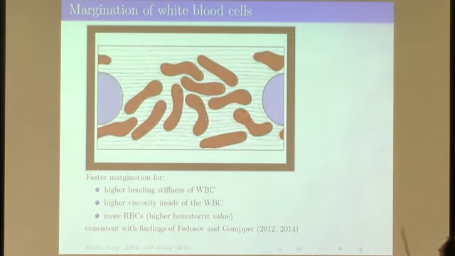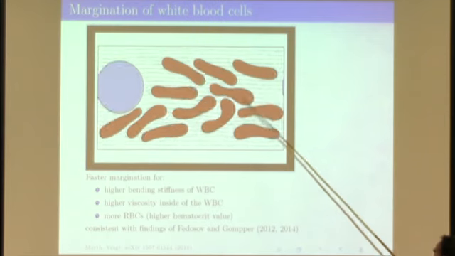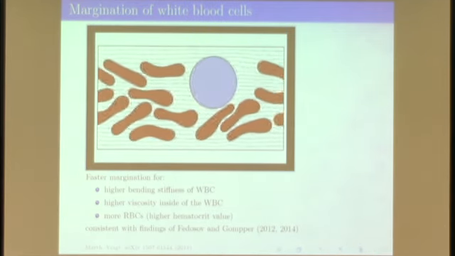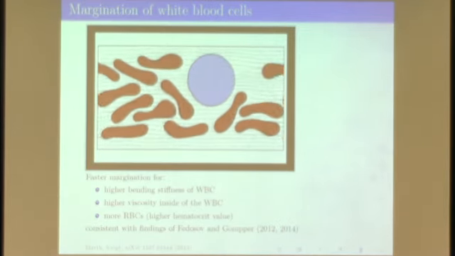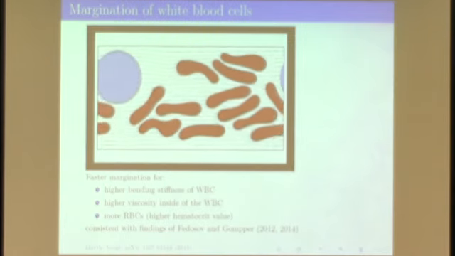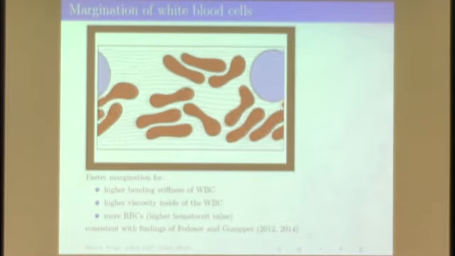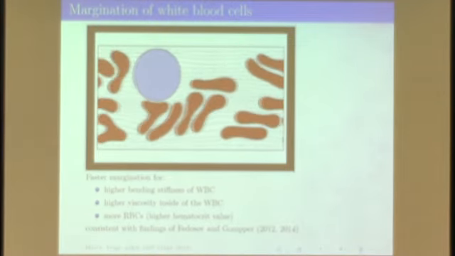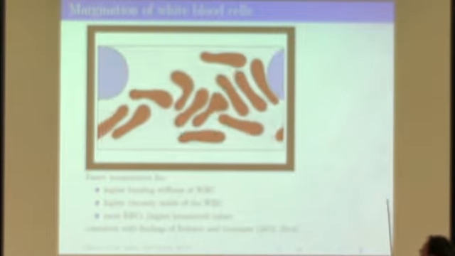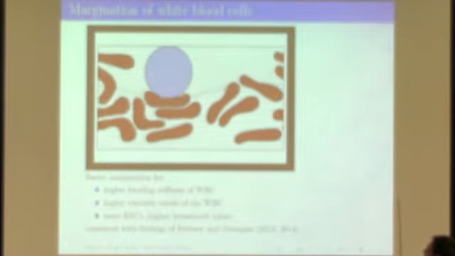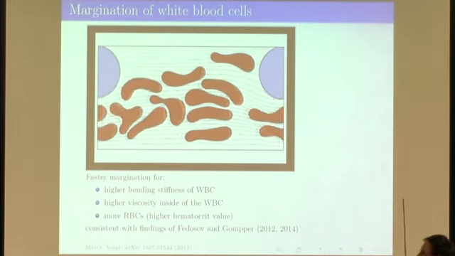So you see, initially we had the white blood cell placed in the middle of the domain, and then what we find is that the red blood cells, over time, push it more and more to the walls of the channel, to the walls of the blood vessel. And we investigated this also for different parameters, and we found that the higher bending stiffness of the white blood cell leads to faster margination. So it moves faster to the wall.